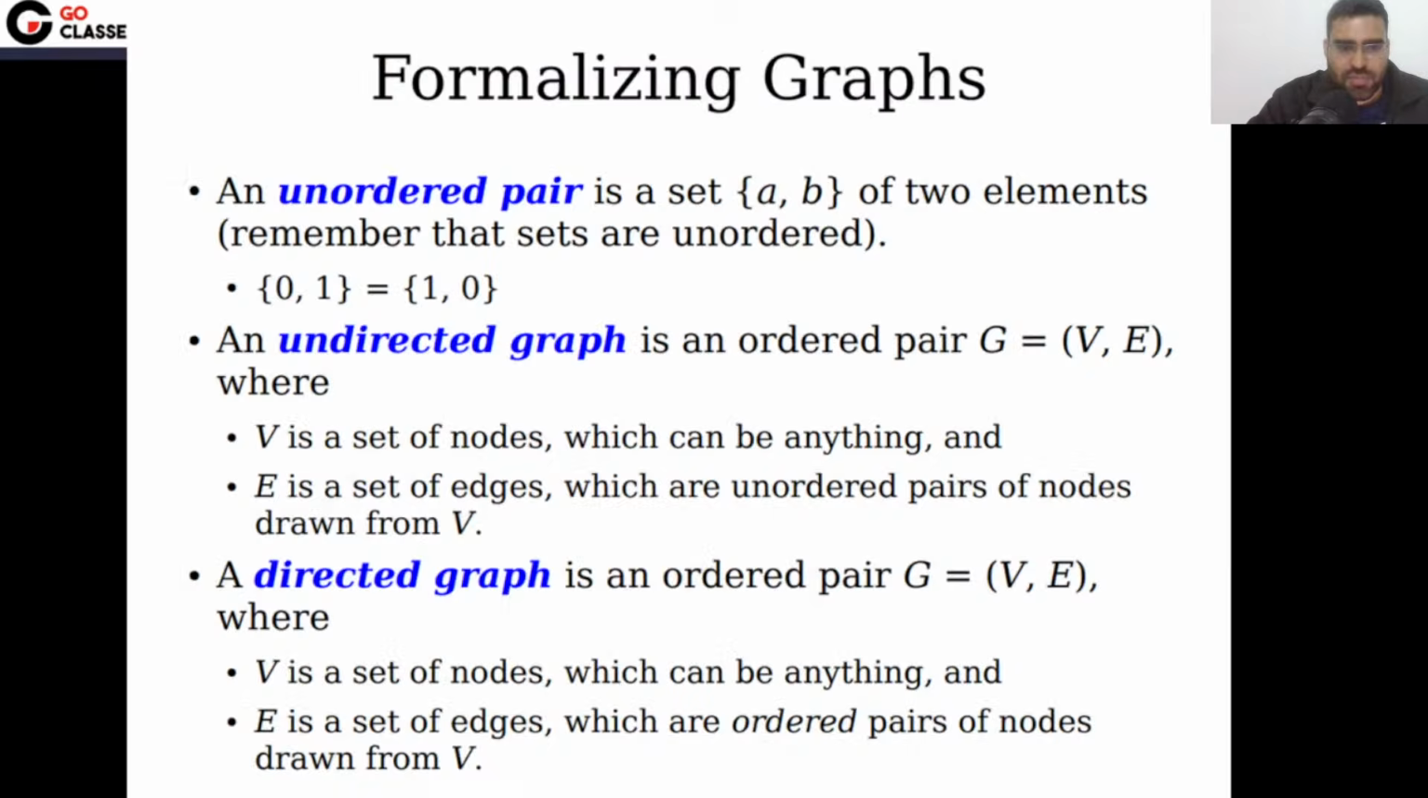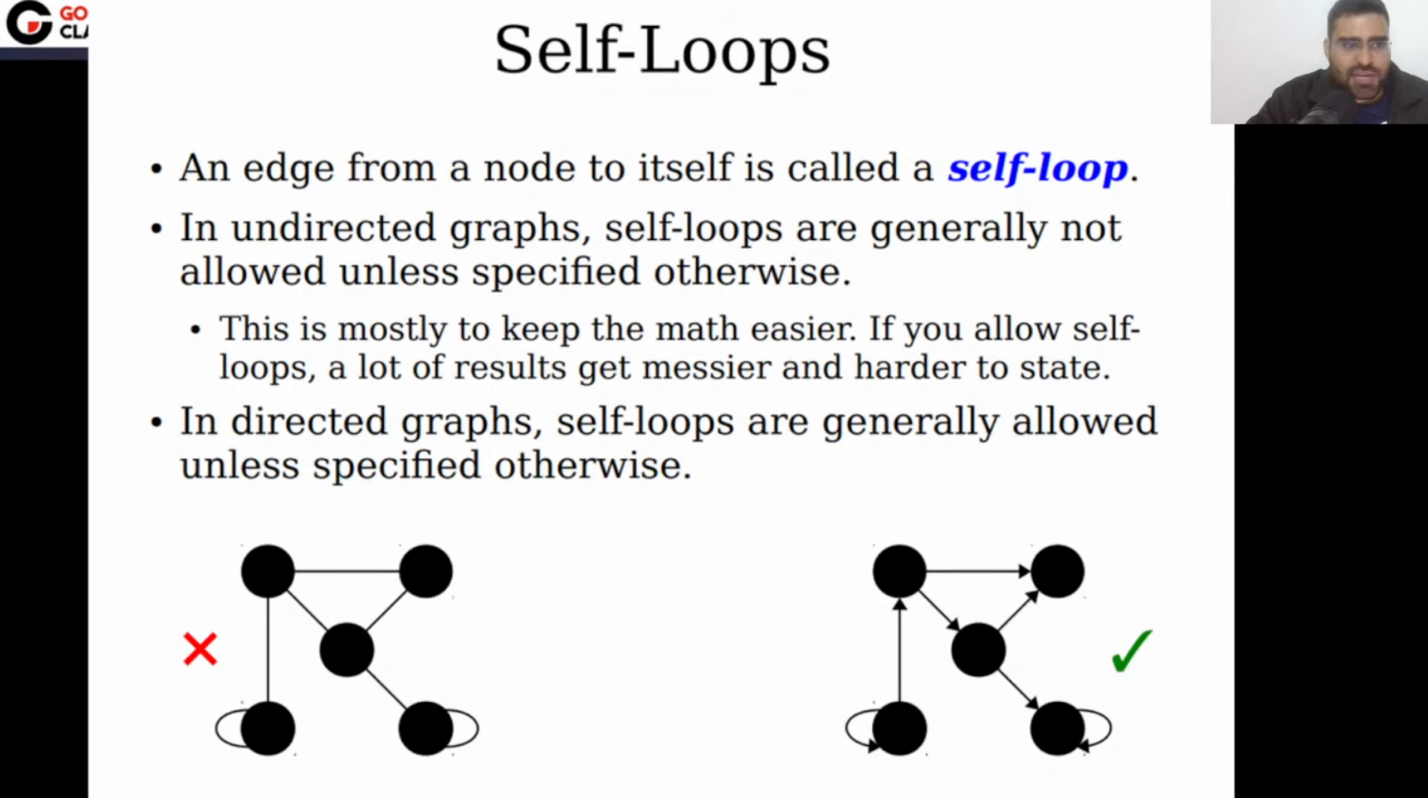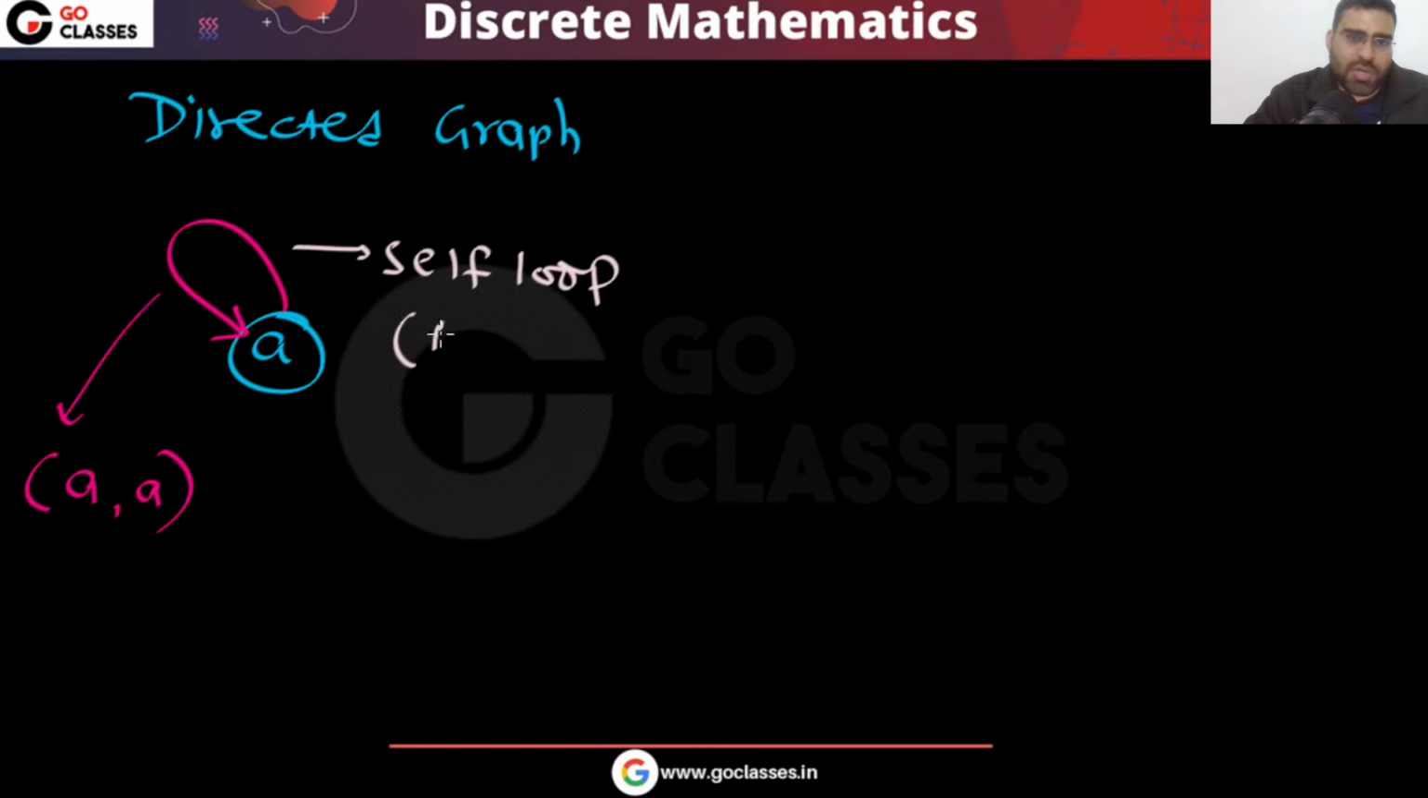Now let's move on. Let's see self loop. What is a self loop? In the directed graph also you can have a self loop. In the directed graph, if from this vertex to this same vertex you have an edge, this is called a self loop. You can see this is from A to A. This is called a self loop, or you can simply call it a loop. This is your directed graph.